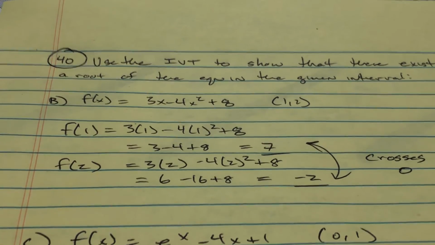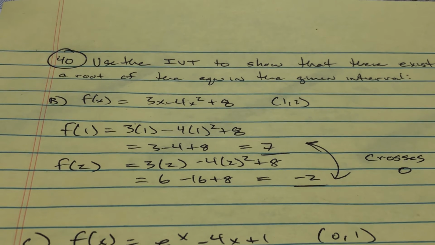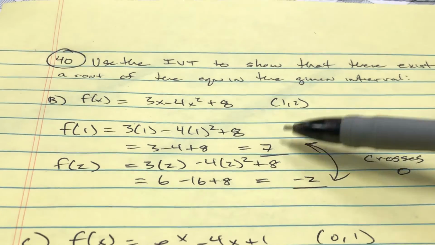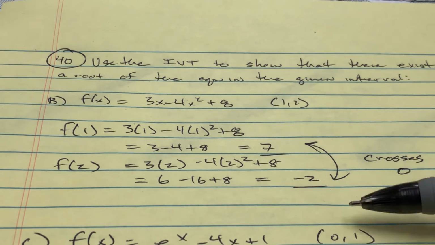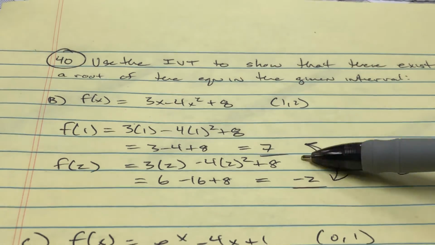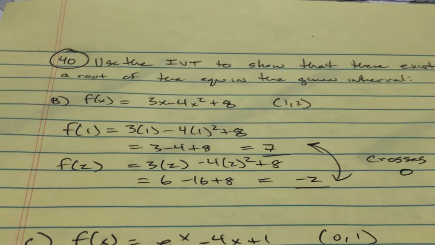Find f of 1. Plug 1 in for x, you get 7. Plug 2 in for x, you get a -2. So I was above the x-axis. Now I'm below the x-axis. I had to cross the x-axis, which is the definition of a root. I crossed 0, so I have a root between 1 and 2.